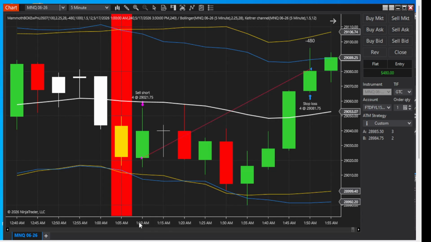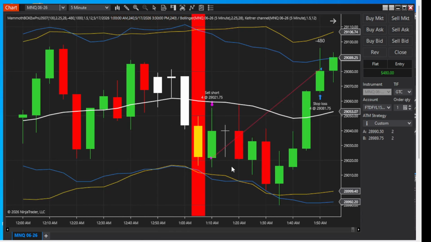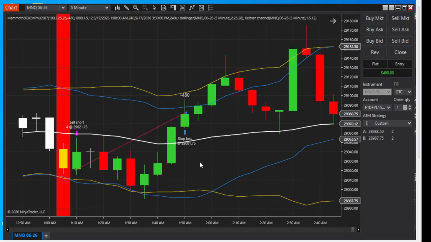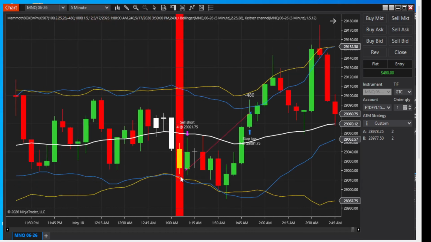So this is when the short happened, and this trade is a loss, got stopped out right here. You can see this is a loss of $480. I'm sorry, this is the MNQ and it's trading on four contracts. And I forgot to mention, the target is 240 ticks and the stop is 240 ticks. So that's a short because all the conditions are met, and this is what's happening.